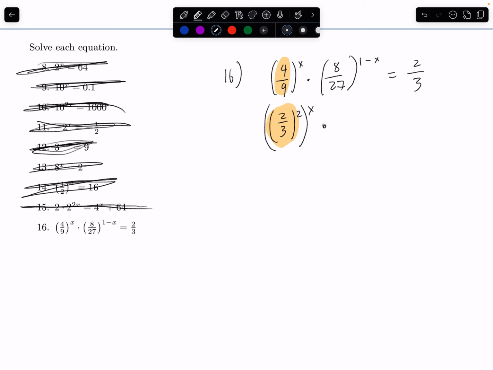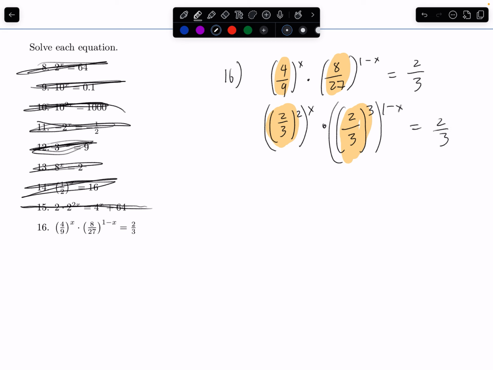Okay, this is multiplied by 8/27. 8 is 2 to the 3rd power. 27 is 3 to the 3rd power. So 8/27 becomes 2/3 cubed. How did I know to look for 2/3? Well, I kind of suspected it was going to be that, but I also know that 8 is a power of 2 and 27 is a power of 3. So 8 over 27 became 2/3 to the 3rd power. And now that whole thing should be raised to the 1 minus x.